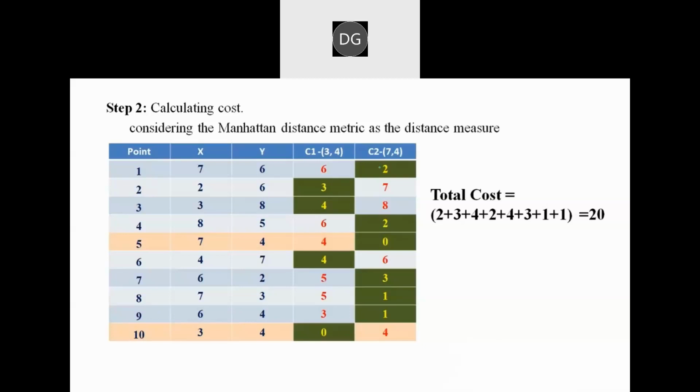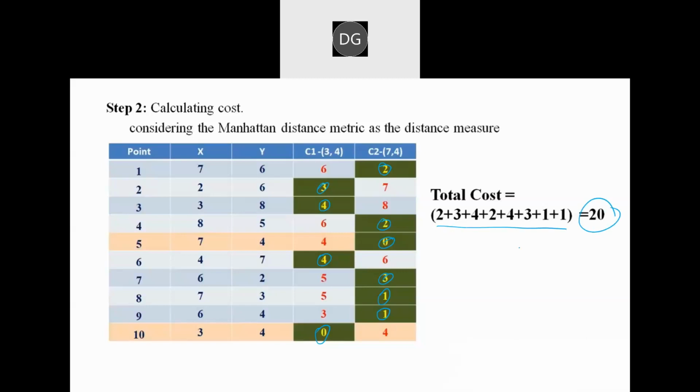So here 2 is the minimum, 3, 4, then again 2, then 0, 4, 3, 1, 1, and then 0. So all the values you have to add. That's all. No average and all. Just add all the values, which means all the distance values. You will get one total value, right? So you have to note down this value.